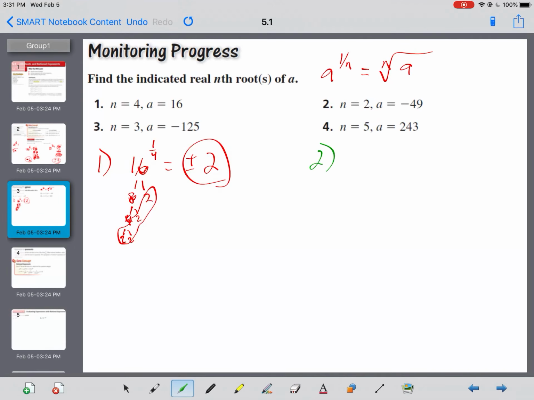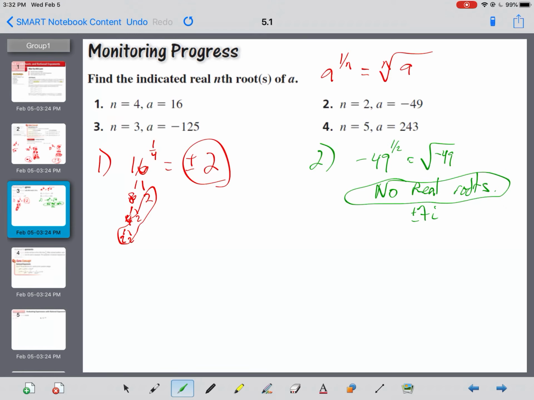All right, number 2. We're going to do negative 49, and we're supposed to do the half, which is the square root of negative 49, which is no real roots. We could get 7i, but we can't get any real roots, so it'd be no real roots.